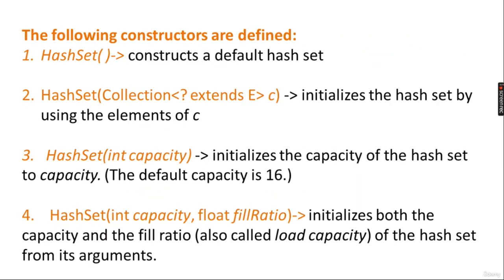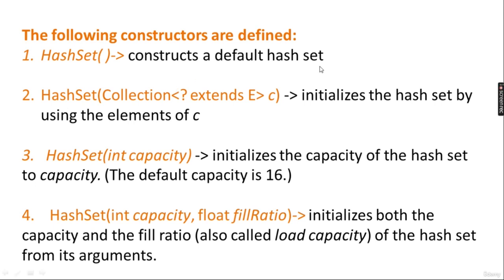The following constructors are available for HashSet. The default constructor, HashSet(). HashSet(Collection c) initializes the hash set by using the elements of c. Then HashSet(int capacity) initializes the capacity of the hash set to capacity. The default capacity is 16. HashSet(int capacity, float fillRatio) initializes both the capacity and the fill ratio, also called the load capacity, of the hash set from its arguments.